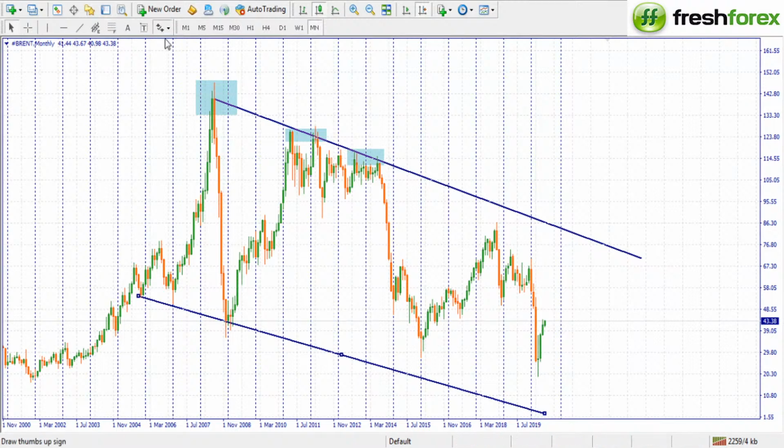We have a resistance here which is holding. We have a resistance, and then we have another resistance. So as you can see, the price used it in the past. It was used again.